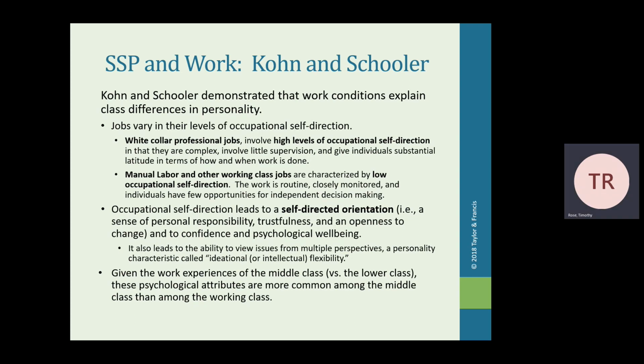So what did they find specifically? They found that white-collar professional jobs involve high levels of occupational self-direction in that they are complex, involve little supervision, and give individuals substantial latitude in terms of how and when work is done. For example, being a professor is a white-collar professional job. I'm given a lot of latitude in deciding the best way to engage in complex instruction and activities with relatively little direct oversight. That doesn't mean there's no oversight, but I don't have a manager standing behind me making sure that when I'm on the clock, I'm on the clock and I'm not going to use the bathroom and such.